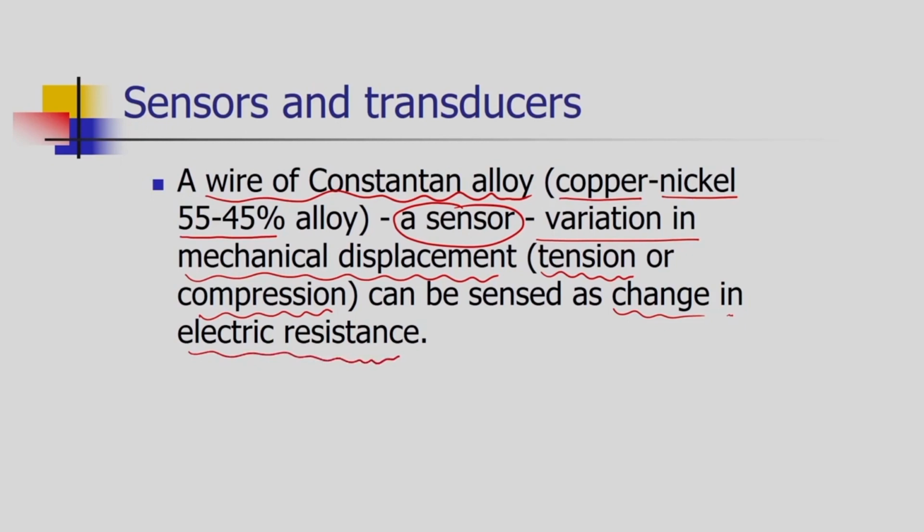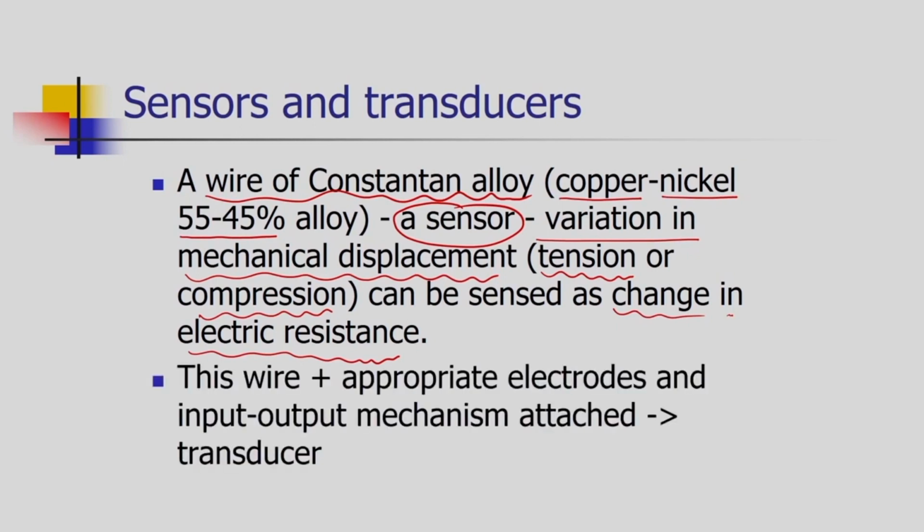So, as we are pulling a wire or element made up of the constantan alloy, there is a change in resistance, or we compress it, then there is a change in resistance. But this change in resistance will not be useful for the microprocessor to take the appropriate decision. So, for that purpose we need to add a few electrodes, we need to have an input output mechanism, and when we add this to the sensor, then we have a transducer.